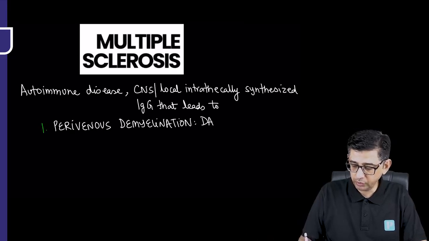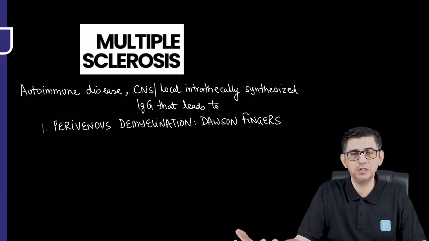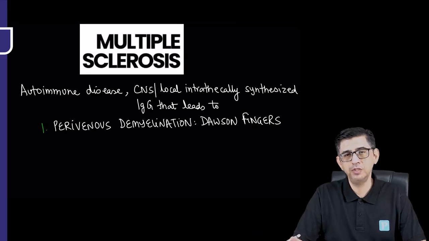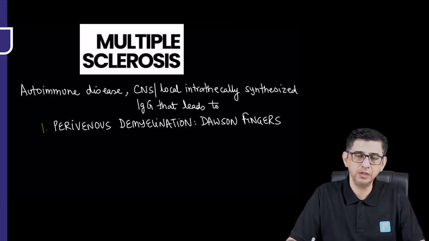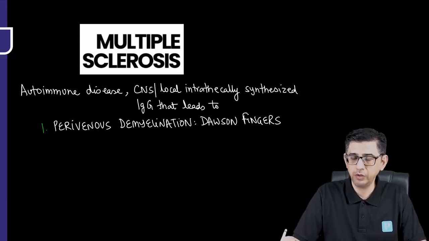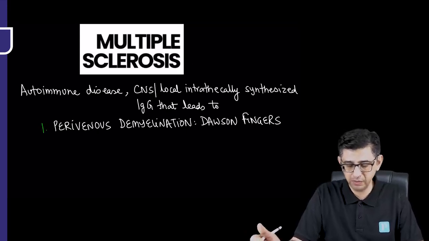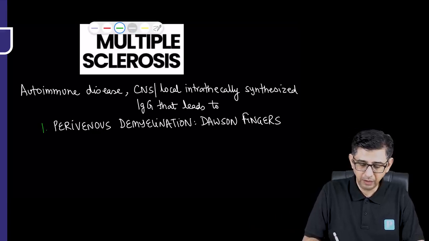And you will hear the radiologist talking about Dawson fingers. They would be white lesions which would be perpendicularly arranged to the ventricular surface. I'll show the image of the same subsequently, but I'm trying to just correlate here the clinical information at the moment with radiology, which is perivenous demyelination, a hallmark of this condition, which will be responsible for the radiological finding of Dawson fingers.